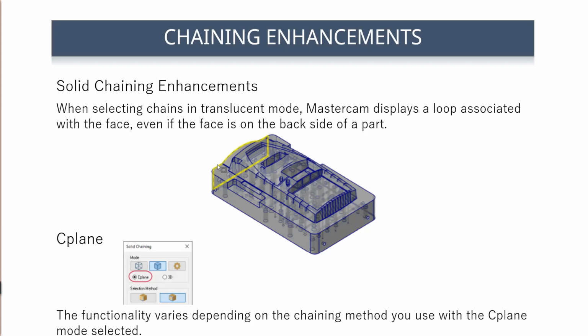And then C-plane, that's really going to vary the functionality depending on the chaining method you're using. What I mean by that is we can go to single edge, and if we're on C-plane and we pick an edge, it'll loop all the way around. If we want just a single edge, we need to go to 3D. And if it's on 3D, then it just picks a single edge. And I can show you this on our chaining part that I'll show you here in a little bit.